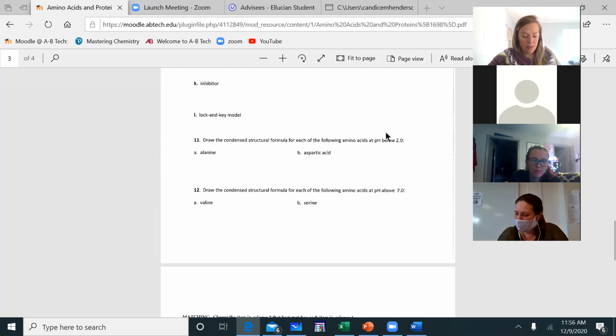So for these, this is talking about the pI. So like if you're at your optimal pH. Remember, if you're below your optimal pH, you will add hydrogen. If you're above your optimal pH, you'll take away hydrogen. Specifically, you'll add hydrogen to the COO group, or you'll take away hydrogen from the NH3 group.